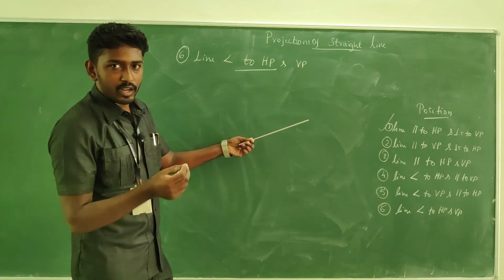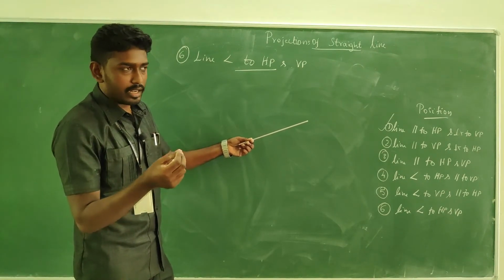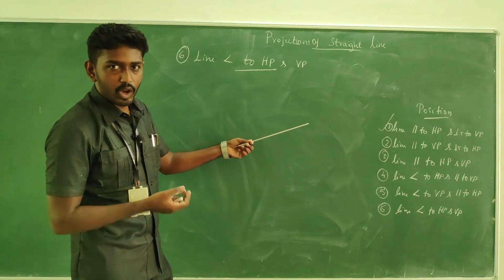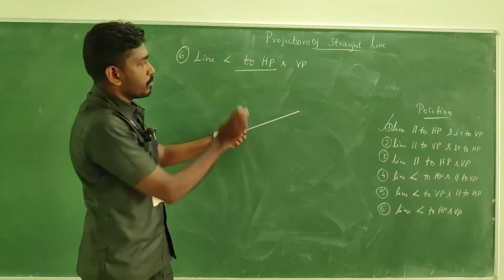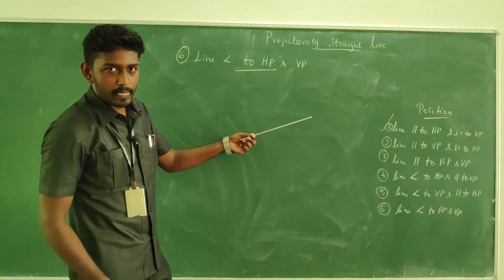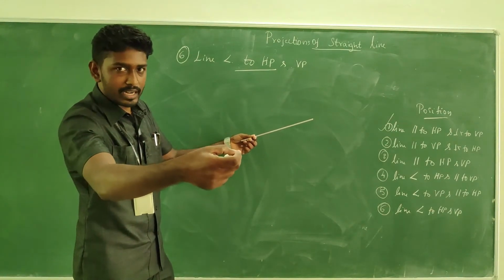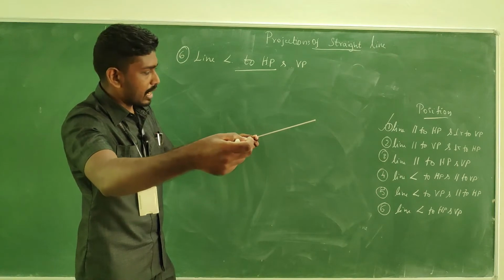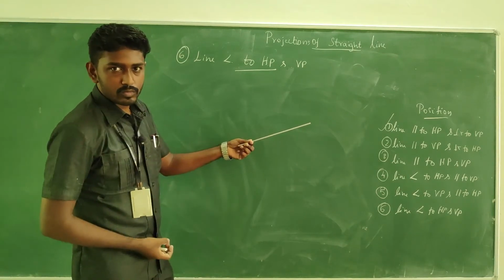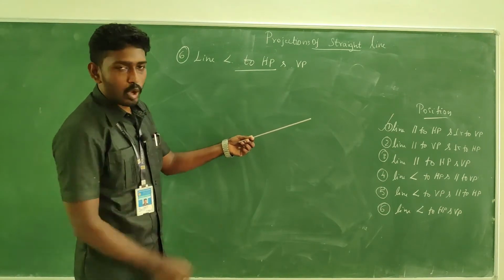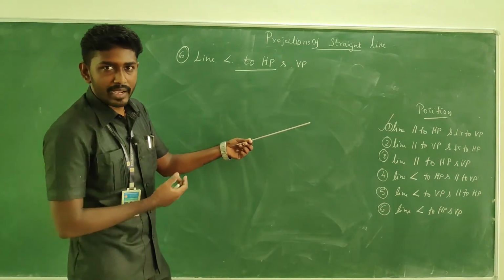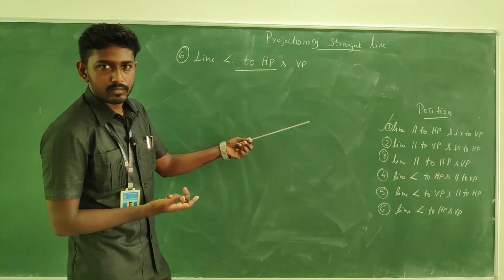Remember, always in order to get the trace or in order to get the projection, we need the true length. It is inclined to both HP and VP. Whether it is possible to get the true length from the front view, or whether it is possible to get the true length from the top view. Try to imagine, is it possible?